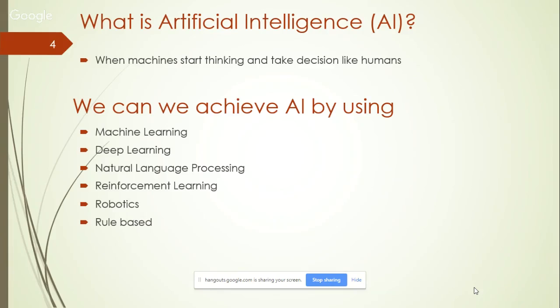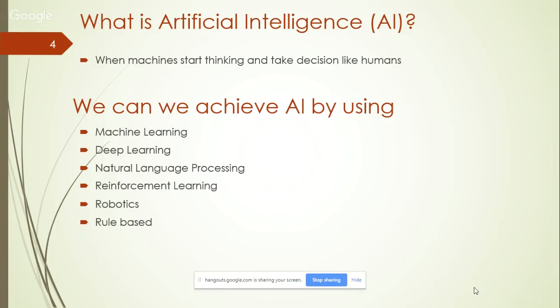Now the next part is, what is artificial intelligence? When machines start thinking and taking decisions like humans, this is what we call artificial intelligence. It is a very broad term, but apt for the definition of artificial intelligence because we are expecting our machines to behave like humans. We are expecting our machines to answer like humans, to take decisions like humans, to think like humans.